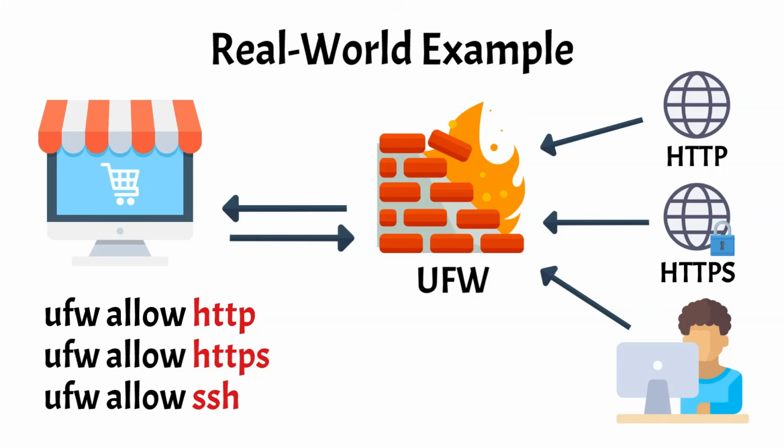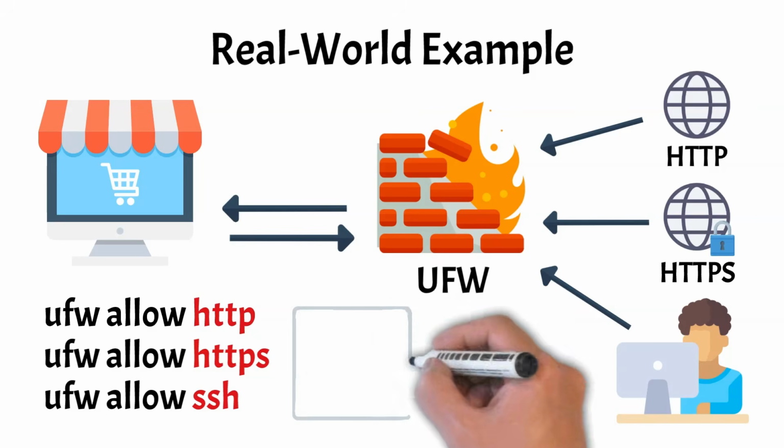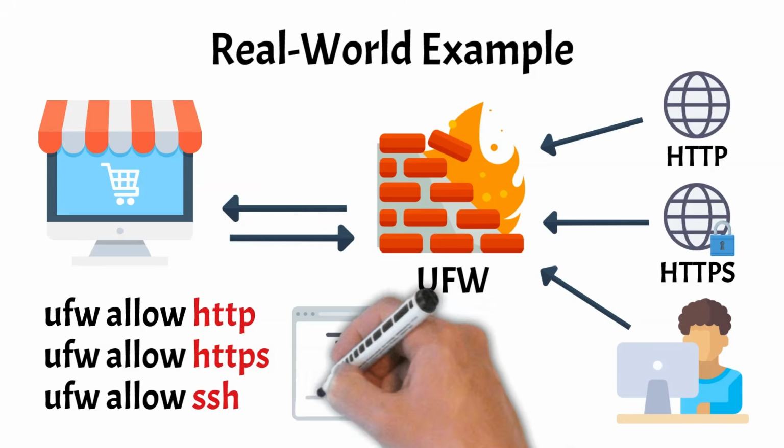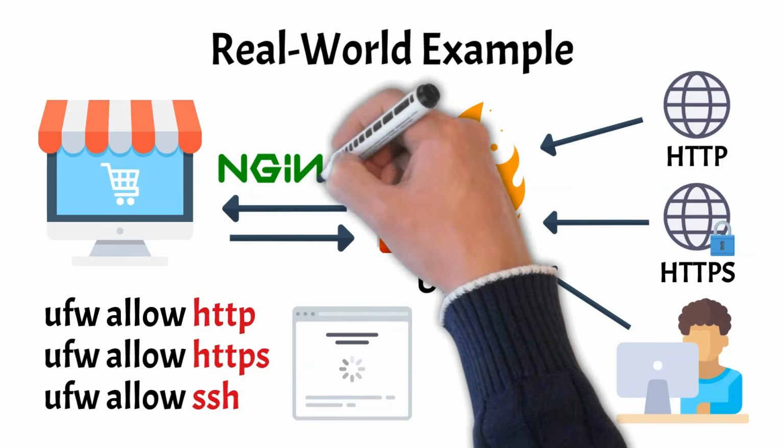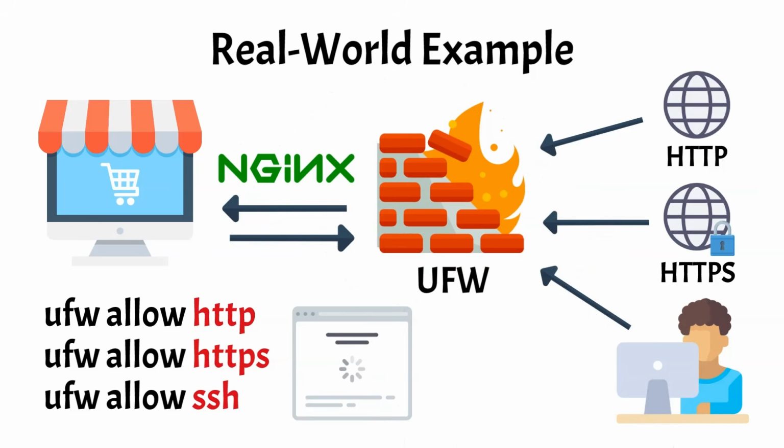If the firewall becomes too restrictive or essential rules are missing, legitimate traffic may be blocked entirely, causing parts of the website or services to stop functioning correctly. In many real-world environments, a service like Nginx is commonly placed in front of the application to handle web traffic more efficiently, while UFW continues controlling which connections are allowed to reach the server in the first place.